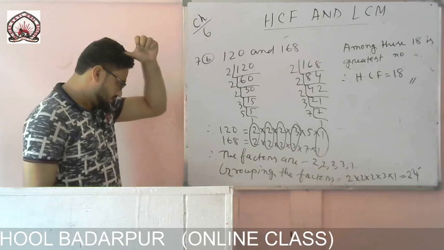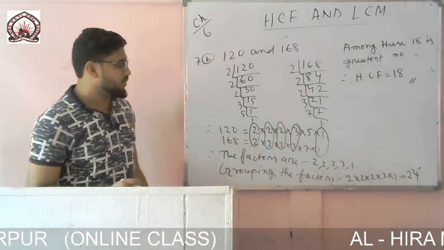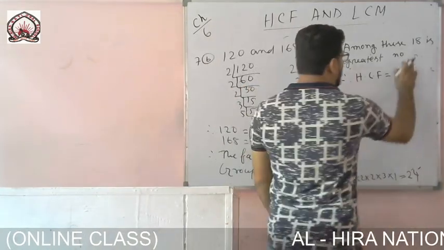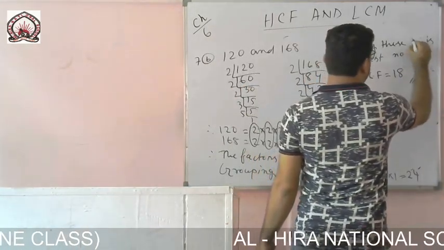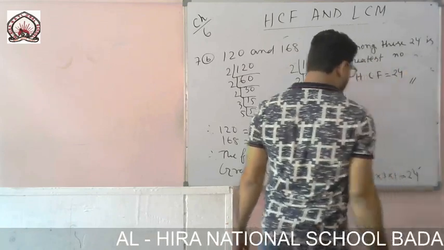Therefore, then you write. Okay, right. Among these, 24 is the greatest. So you just replace it. Here you write 24. Okay.